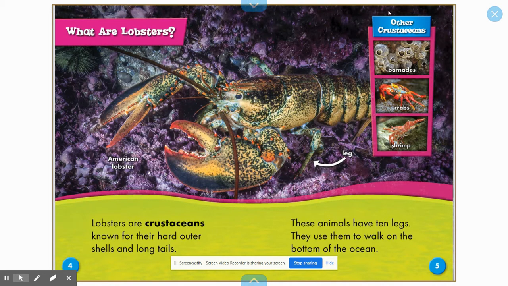Right here, up in the top corner, is our sidebar. It says other crustaceans. Then it lists other types of crustaceans that you might find in the ocean. You have barnacles, crabs, and shrimp. If you remember, a sidebar presents facts that are related to our topic. So this is related to our topic because it talks about other animals that are crustaceans.